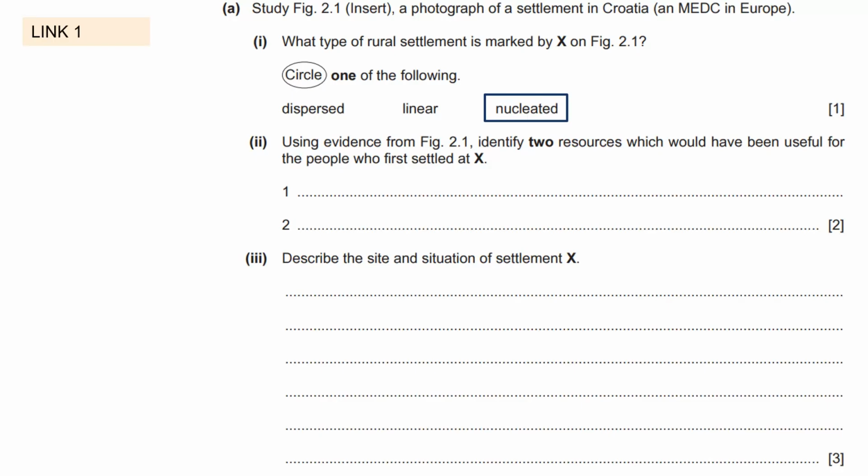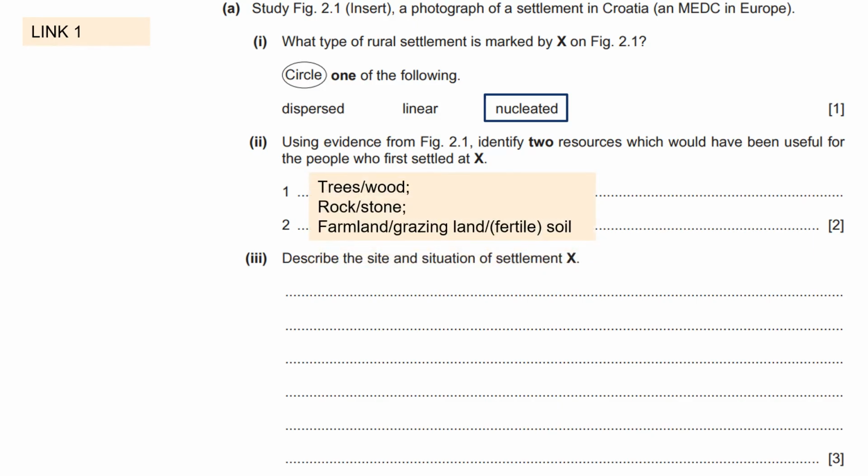Now, they said using evidence from figure 2.1, identify two resources which could have been useful for people who first settled at X. Usually the resources we can see there are trees, rocks, farmland and grazing land, obviously, and if there is farmland, fertile soil. Any of those options, we actually give you your mark. So you just need two of that.